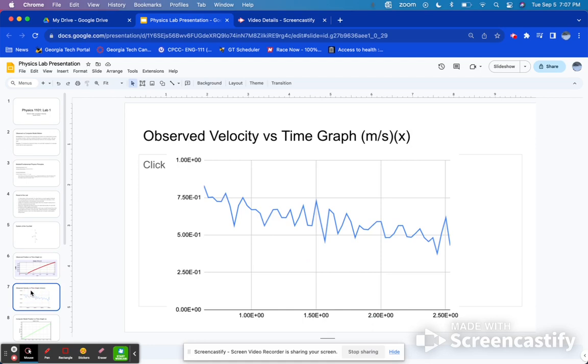This velocity versus time graph better shows that fact. You can see as the time goes on that the velocity nears around 5 compared to when it initially started at 7.5 meters per second.